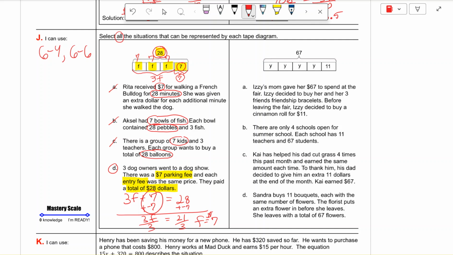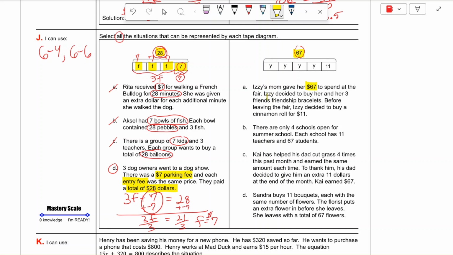Let's jump over to the next one. I'm sure you love this number. A. Izzy's mom gave her $67 to spend at the fair. Izzy decided to buy her and her 3 friends friendship bracelets. Before leaving the fair, Izzy decided to buy a cinnamon roll for $11. If you look at all these things, we have $67, so this is in dollars.